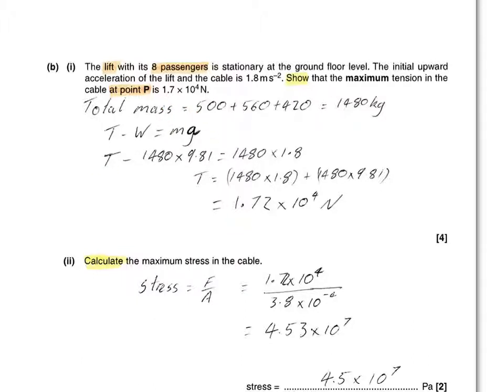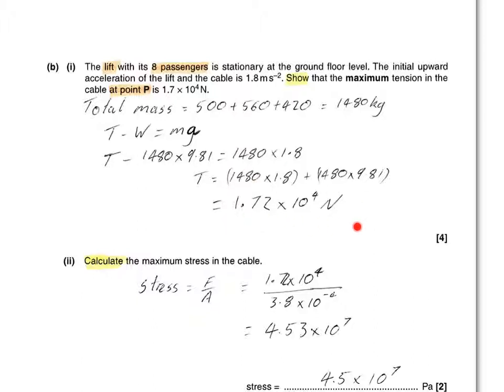So the tension, which is what I'm trying to find, take away mg, 1480 times 9.81, is 1480 times 1.8. And then I can simply add this term to both sides to get the tension as those two things added together. I end up at 1.72 times 10 to the 4 newtons. You'll notice there I've left one more significant figure than was in the question. That helps the examiner see that I've really done what I need to do, and I've actually calculated the sum rather than just written down the answer they've given and written something above it. So that's very much worth doing.